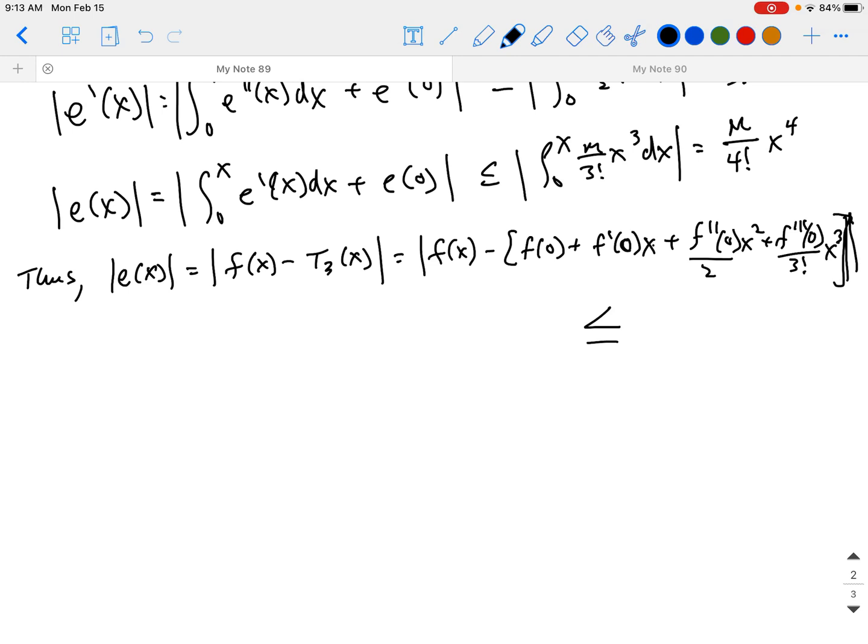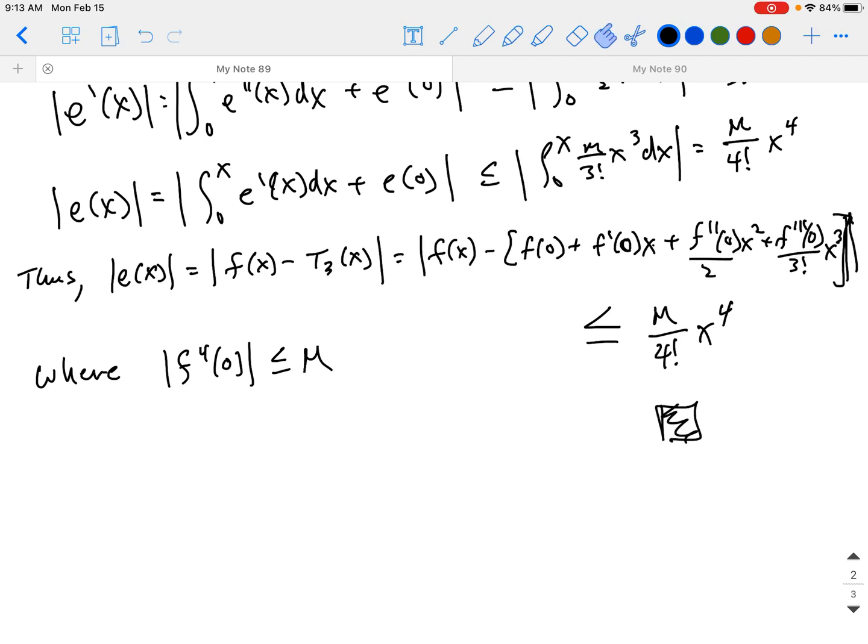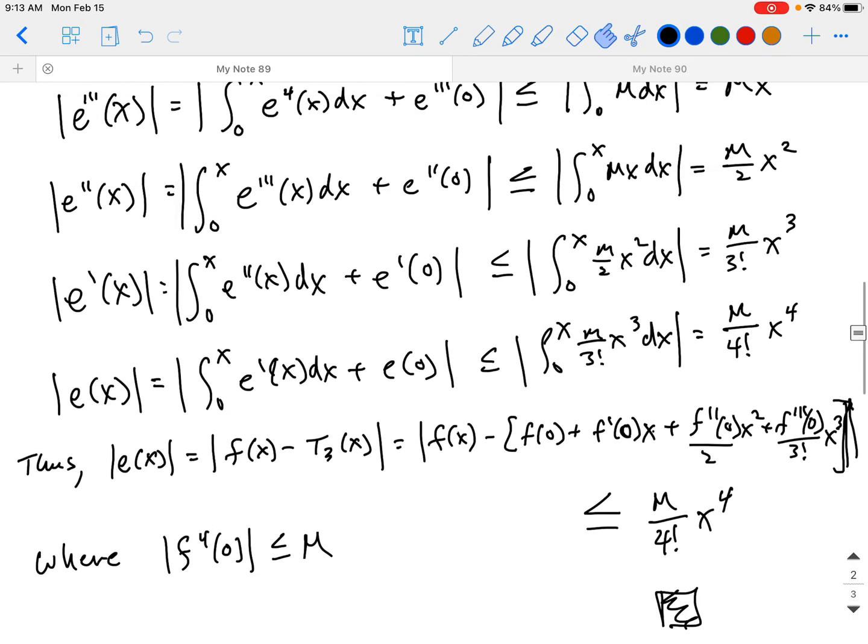This is going to be less than or equal to, by our work above, M over 4 factorial times x to the fourth power, where M is the bound for our fourth derivative. That's our upper bound for that value. And that is going to give us our conclusion for the polynomial case of degree 3.